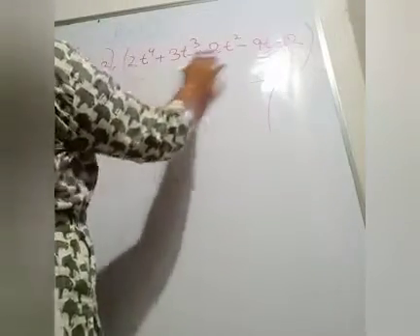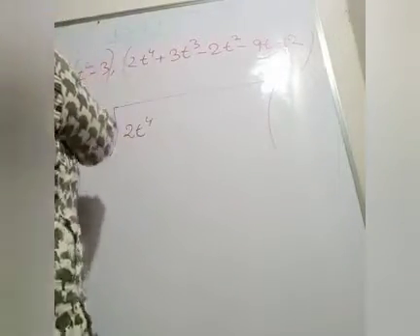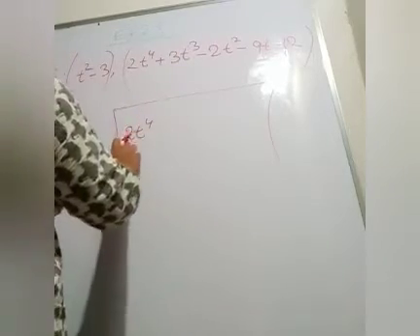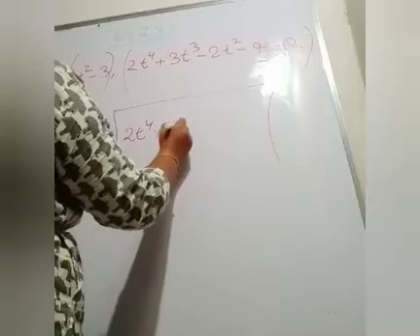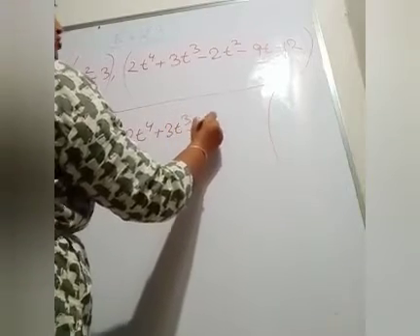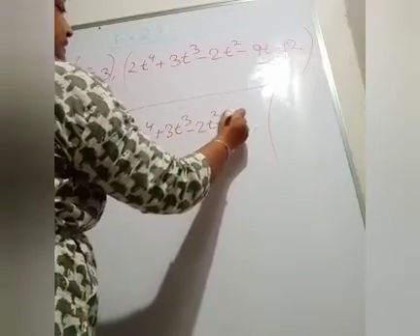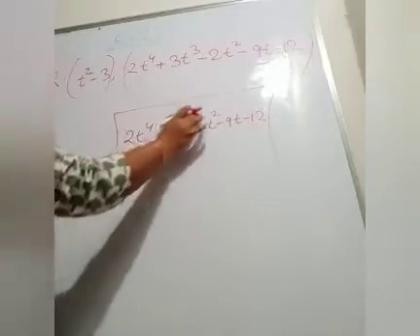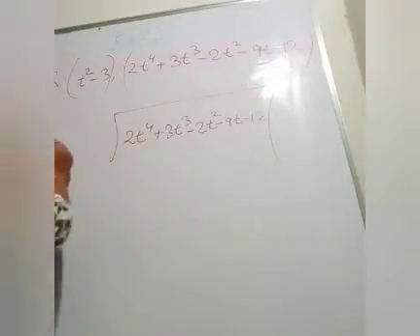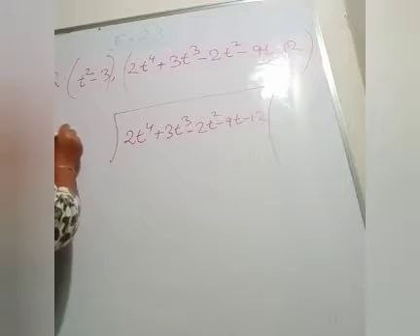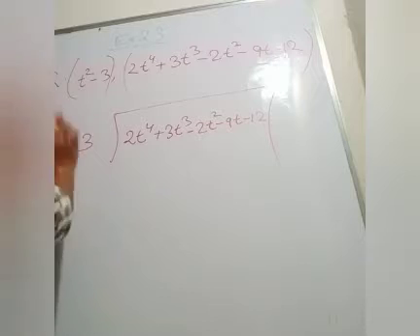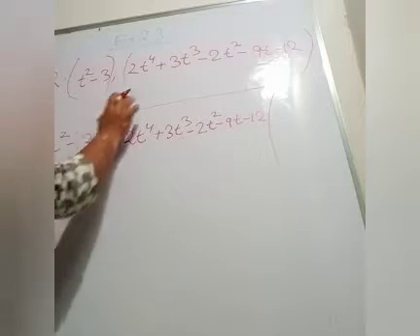Arrange the terms of the polynomial in decreasing order of their degrees. So 2t4 plus 3t cube minus 2t square minus 9t minus 12. So they are in decreasing order: 4, 3, 2, 1, 0. Now what about the divisor? The divisor is also in decreasing order, 2, 0.